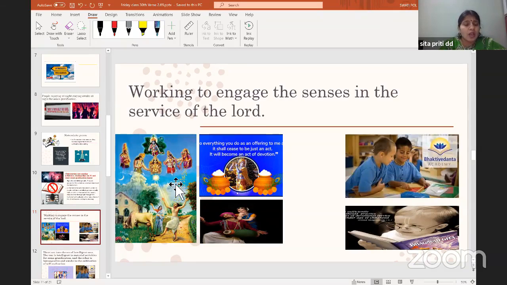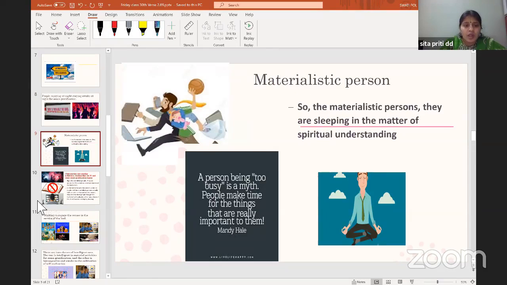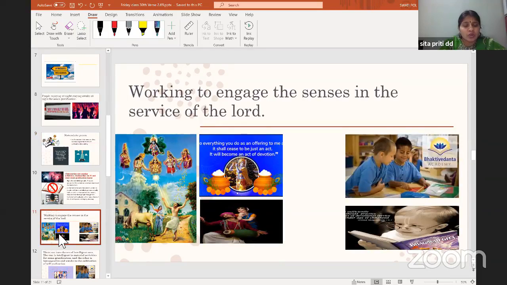We have seen that people who are into sense gratification are going to dance, and just work, and not do anything related to their spiritual growth. But what do people who are into spiritual life do? They will work. See, this first person has been working in his fields, in his garden, or wherever he's working, and then he is also singing the glories of the Lord.